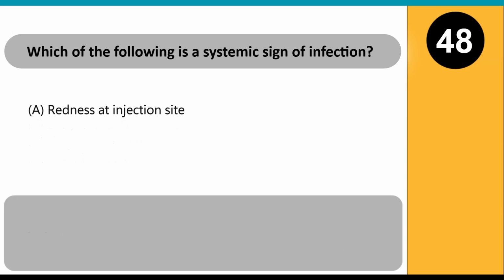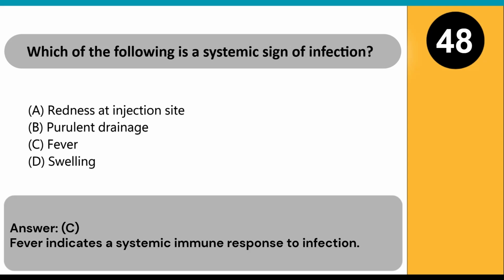Which of the following is a systemic sign of infection? A. Redness at injection site. B. Purulent drainage. C. Fever. D. Swelling. Answer C. Fever indicates a systemic immune response to infection.